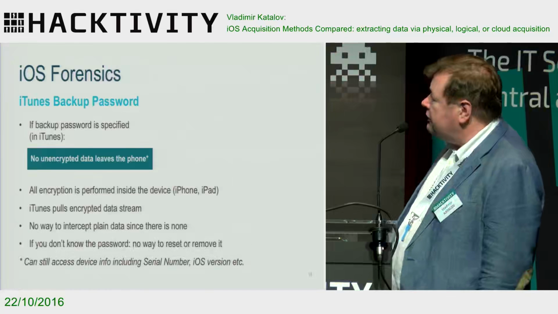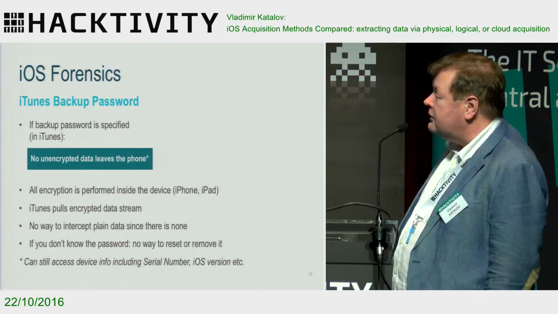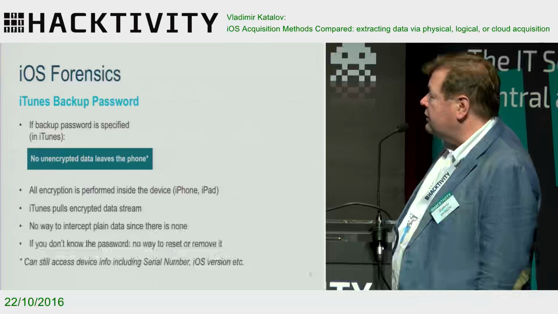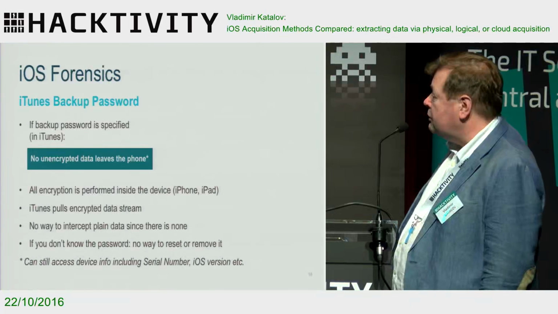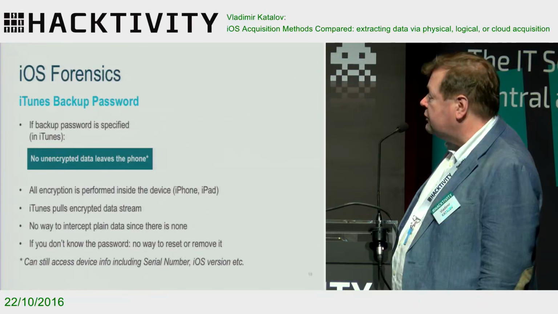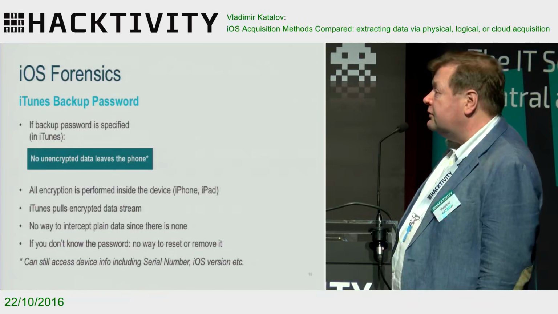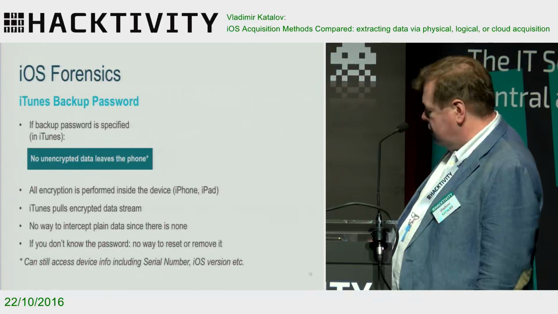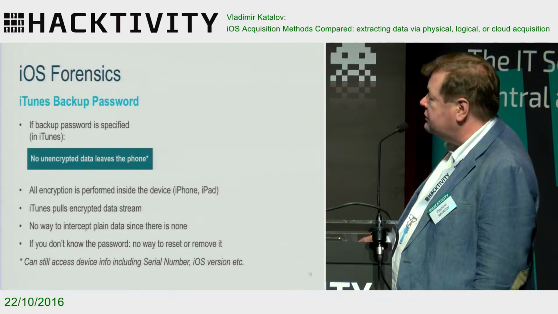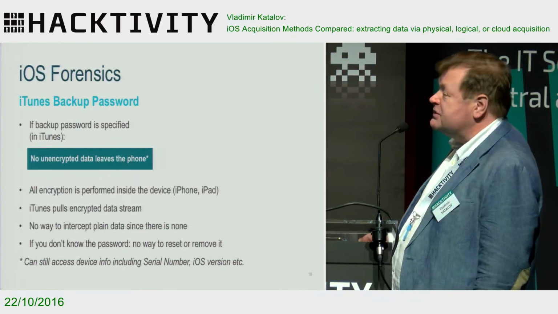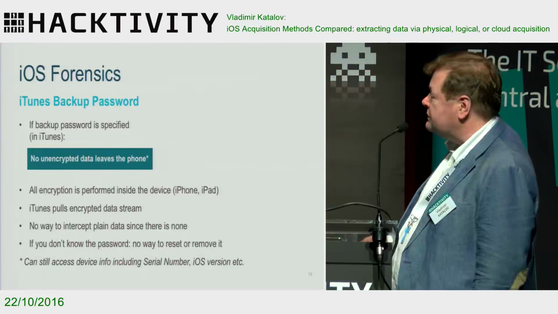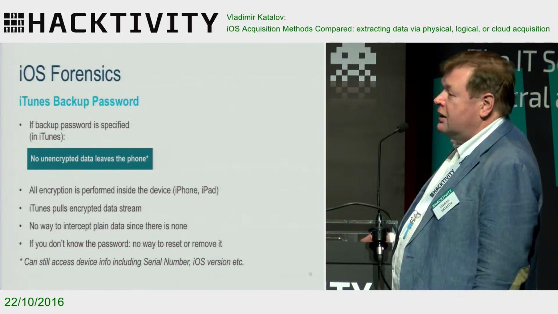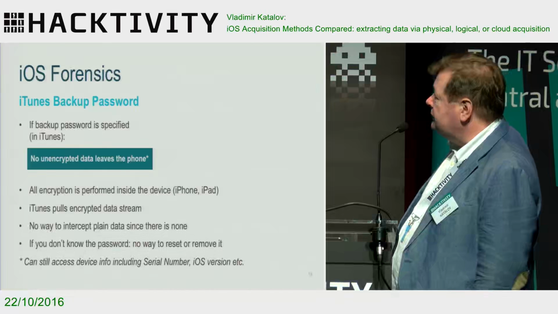As I said, no unencrypted data leaves the iPhone, and there is no way to get it unless you have a very old version of iOS where some additional services were working, and there is no way to reset or remove the protection. All you can do from the locked phone without the pairing record is access some information, including the serial number of the device, which may help if you are going to request some information from Apple. You can get the iOS version, the baseband version, and something like that.